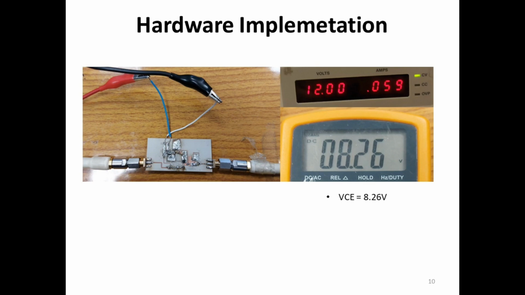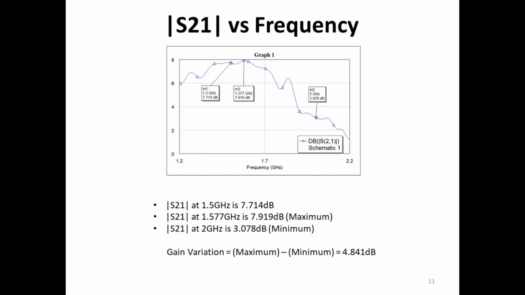I also examined the unconditional stability by observing the increase in the current while gradually increasing the voltage of the power supply to 12 volts. In this regard, I observed no sudden jumps in the current while increasing the voltage, which means unconditional stability. From now on, I will show the implementation results.